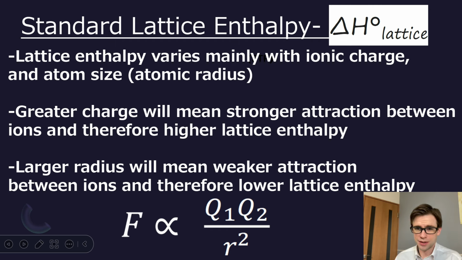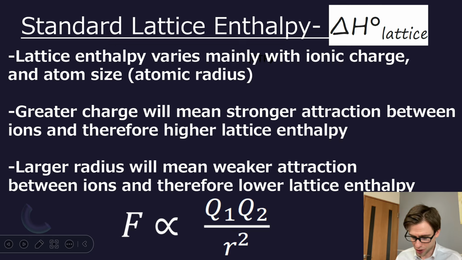We can write this as the force of electrostatic attraction is proportional to Q1 Q2 over R squared, where Q1 is maybe the cation charge, Q2 is the anion charge, and R is the distance between them. We can treat it as the distance between the centers of the ions. So if their radius gets larger, the distance between the centers actually gets larger, right? We have to consider it that way.